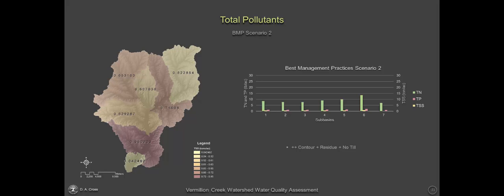So again, this BMP scenario employed all of the solutions of BMP scenario 1, but we also incorporated some management operations such as contour farming, keeping the residue on the farmlands after harvest time, and no-till.